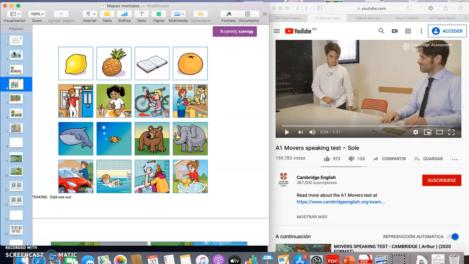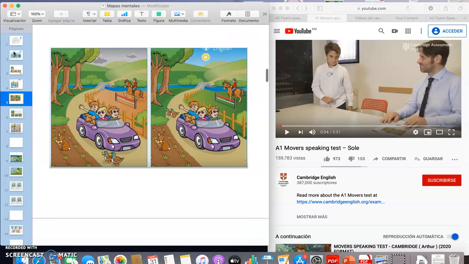In this part, the examiner will give you the first example and then ask you to find the odd picture, the one that doesn't belong to those that are in the line. For example, in the first line, we can see a lemon or a lime, a pineapple, a book, and an orange. You cannot eat the book. Therefore, the odd picture is the book. Now we are going to watch a video and follow along with the images.